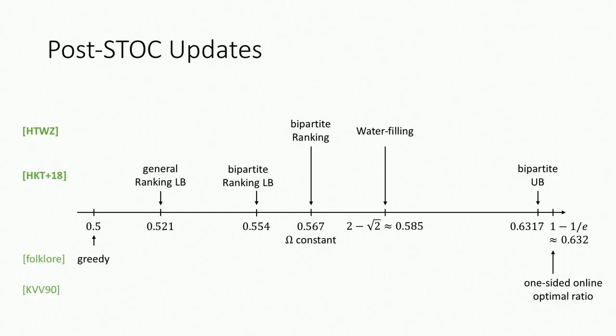Okay, I also want to mention some postdoc updates. The results that I mentioned so far are the results in the STOC paper that was published a couple of months ago. But we also got a little bit of improvement. In particular, we know that this omega constant is actually the right answer for ranking on bipartite graphs. But the analysis needs to get a bit more involved than the one that I just presented and deviate a bit further from the old model.